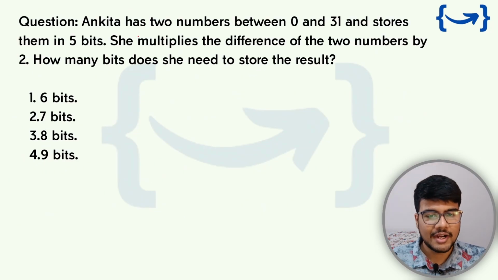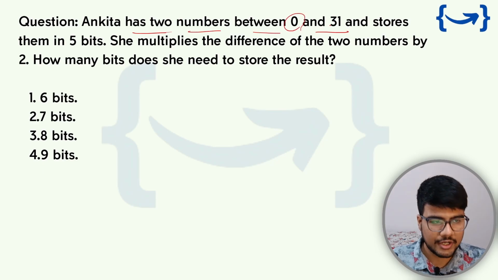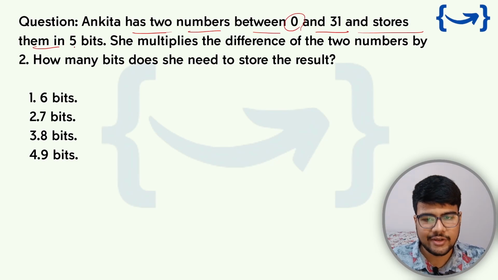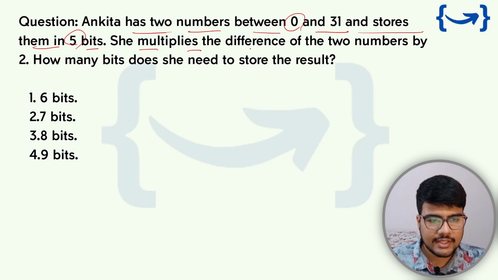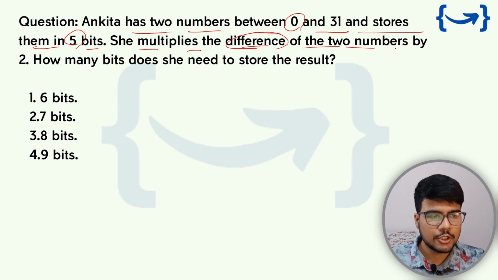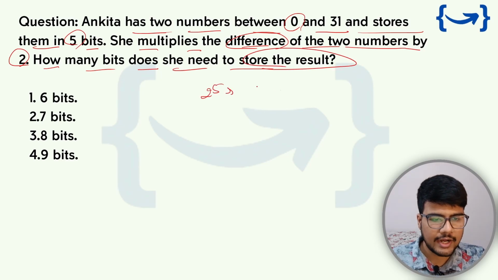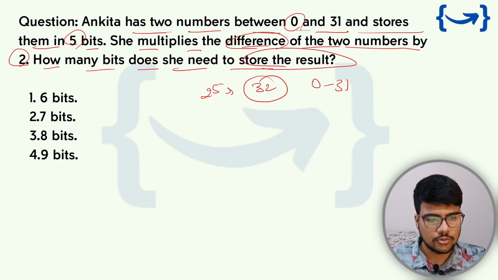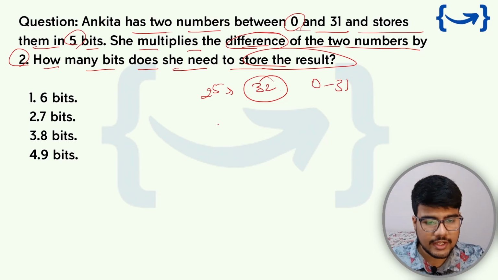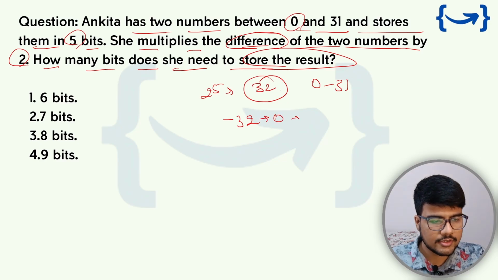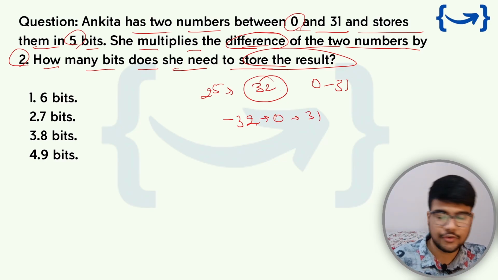Now the next problem. Ankita has two numbers between 0 and 31 and stores them in 5 bits. She multiplies the difference of the two numbers by 2. How many bits does she need to store the result? Okay, so 2 power 5, I know that it would be 32, and that many numbers we have, 0 to 31. So the difference can range from minus 31 to 31. It can be negative, it can be positive.